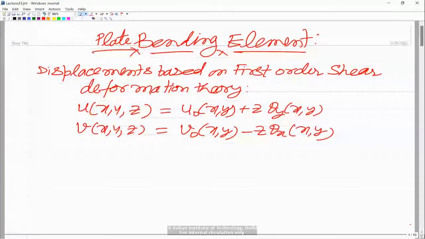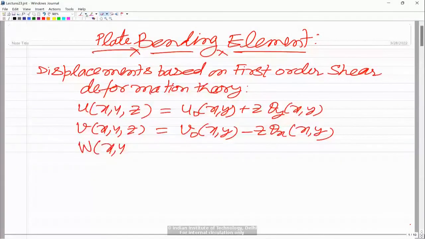And w is assumed to be a function of only x and y. So we assume that all along the thickness direction w does not vary. Basically that is how we are taking this approximation. And I had mentioned what the assumptions are. The main assumption in this is that a straight line normal to the middle surface remains straight after deformation, but not necessarily normal. So basically transverse shear strains are non-zero in this case.